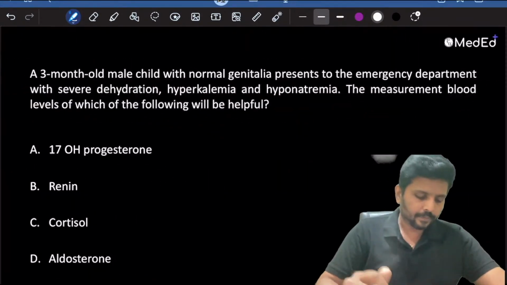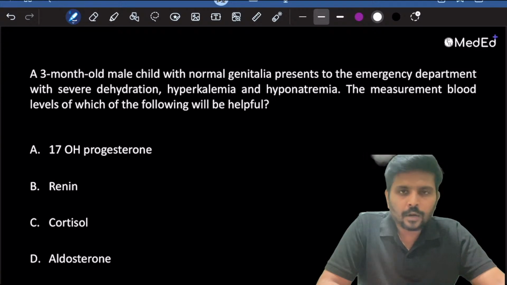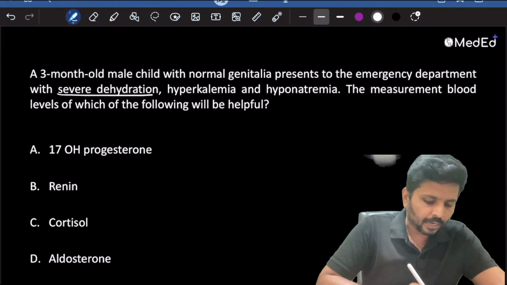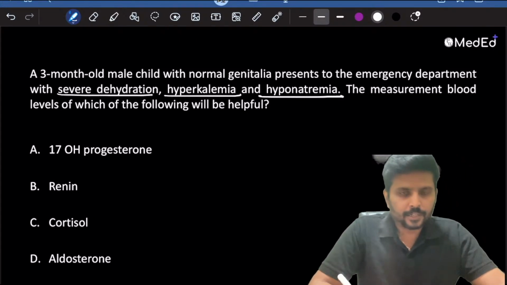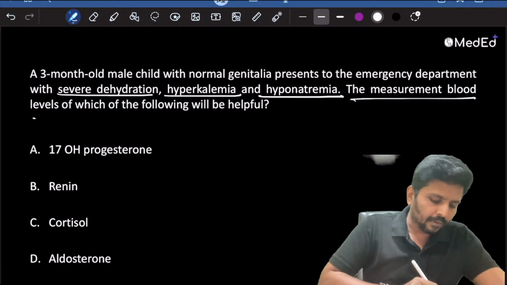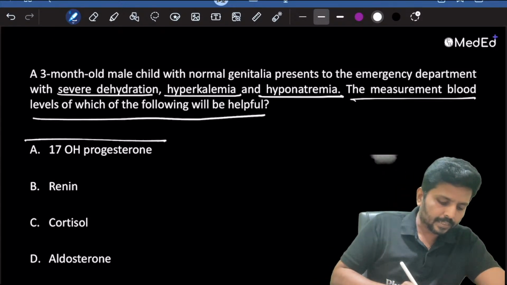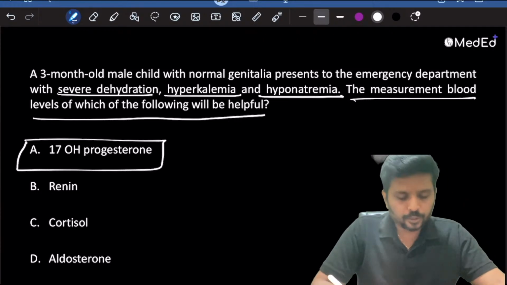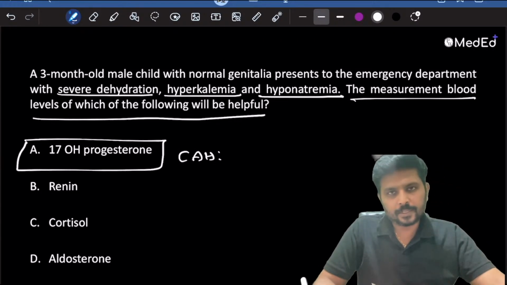Okay, right. The next one. A 3-month-old child with normal genitalia presents to the emergency department with severe dehydration, hyperkalemia, and hyponatremia, like the previous case. The measurement of blood levels of which of the following will be useful? Again, the answer is 17-hydroxyprogesterone, which is the marker of congenital adrenal hyperplasia.